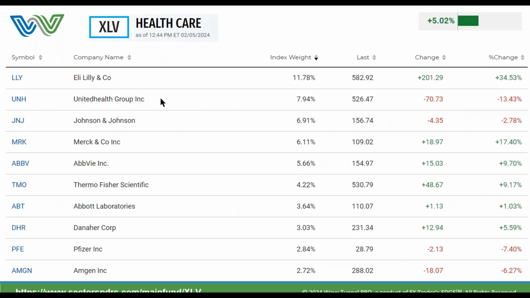And then healthcare. Healthcare is up 5% for the year, okay? Eli Lilly has the highest index weight. And let's see if any of the other stocks outperformed. No. This is the top performer and the highest index weight. So let's have a look.